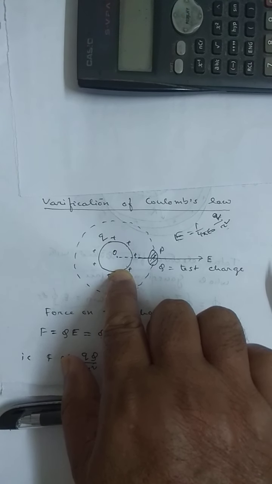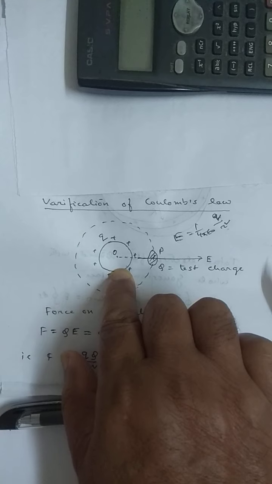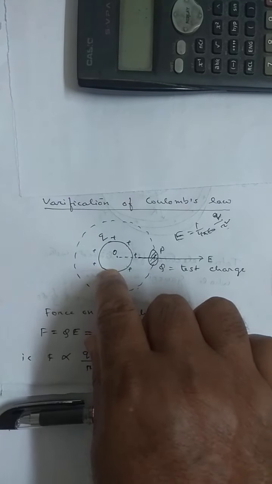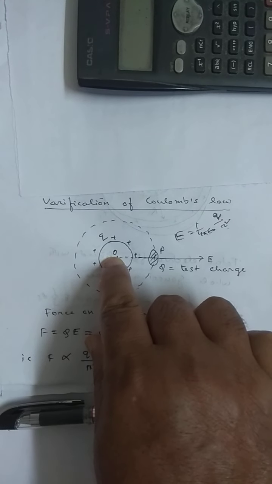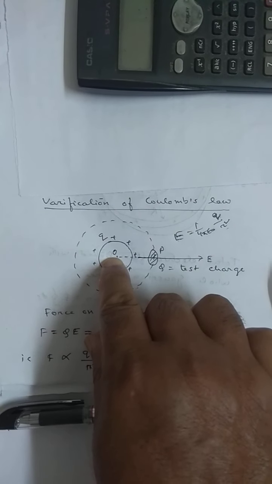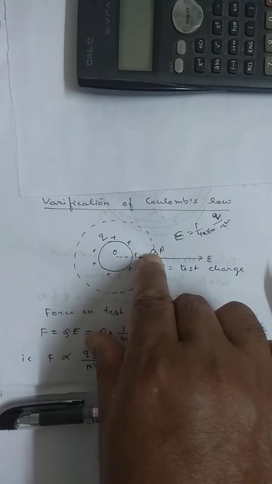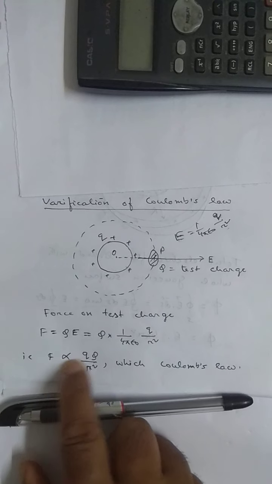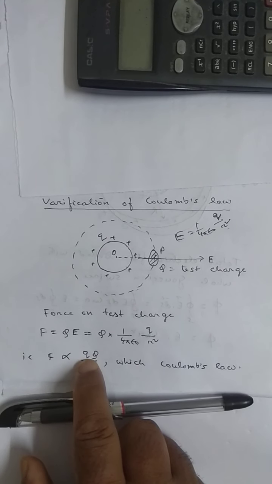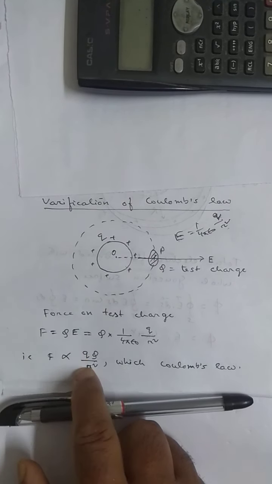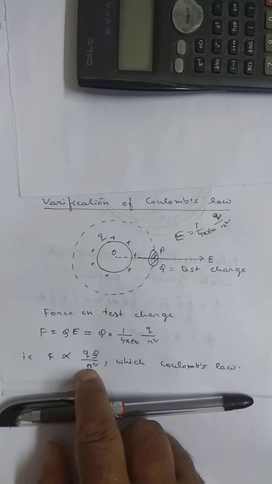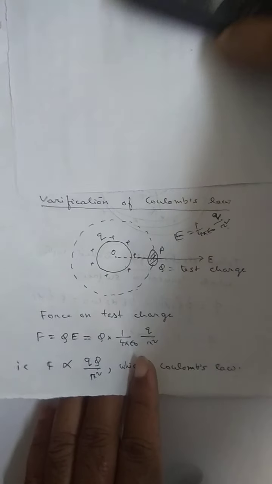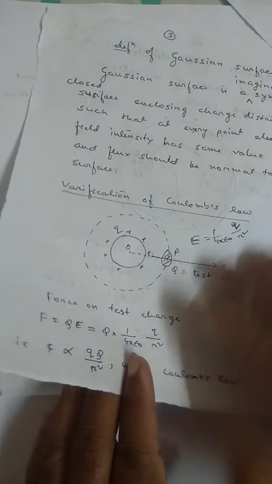So therefore, in order to apply Coulomb's law, I assume that this charge small q, which is on the surface of the hollow charged body, is at the center of the hollow charged body, and from this center the distance is r. So electric force of interaction between these two charges is directly proportional to the product of the charges and inversely proportional to the square of the distance between them. Is it okay? So this is the verification of Coulomb's law.